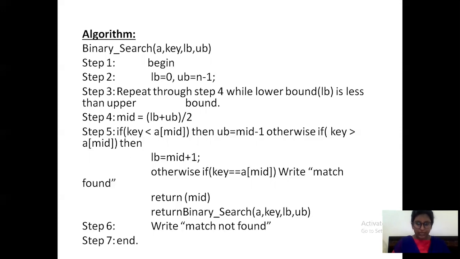So this is the algorithm for your binary search. You need to calculate the middle value. Depending on the middle value, you need to check whether your key element is less than A of mid or not. If it is less than A of mid, you need to change the upper boundary. If the key element is greater than A of mid, then you are saying that it is present on the right part of your list.